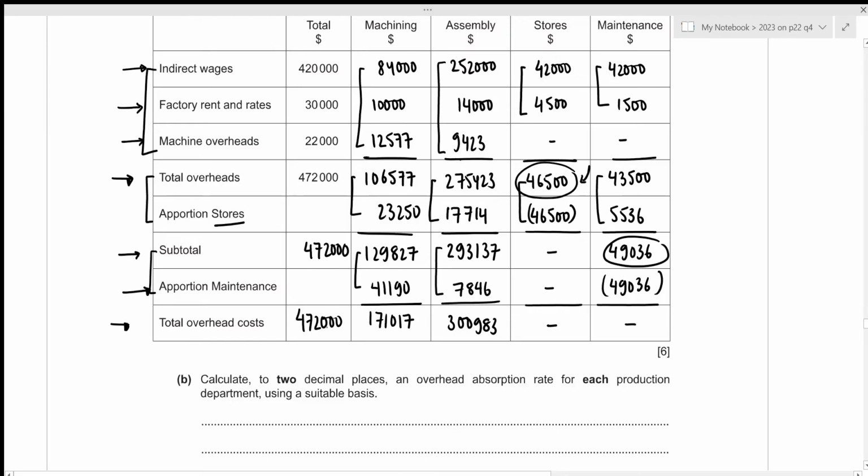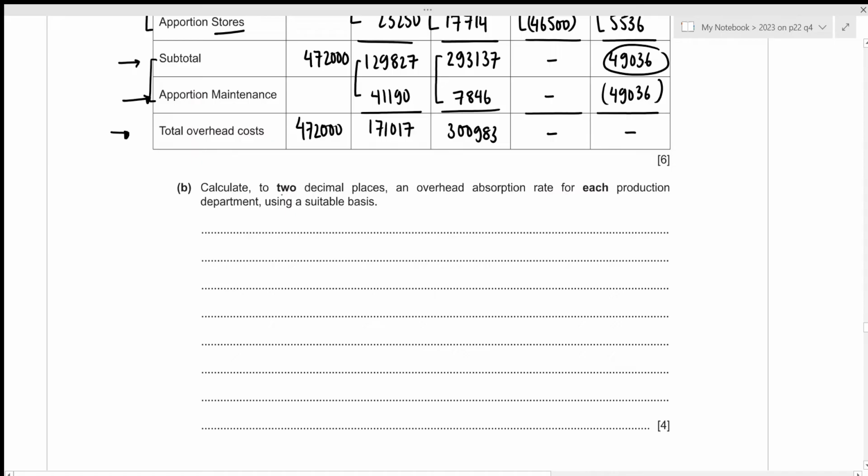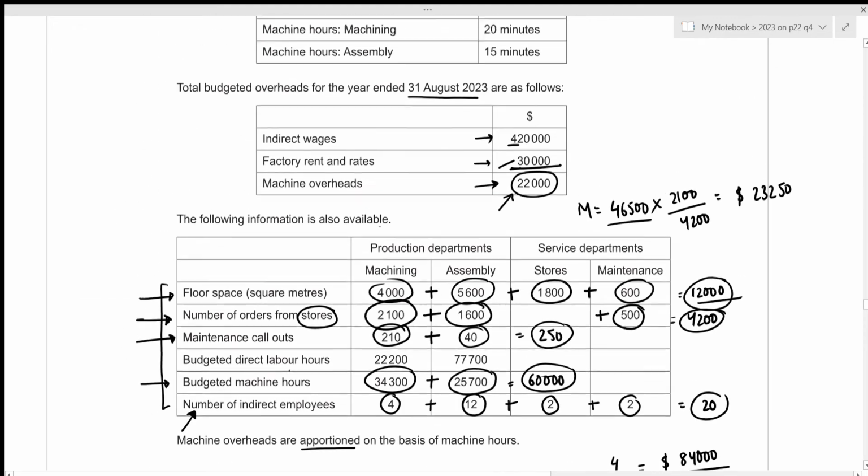That's all for the first part. Let's move towards the second part. We need to calculate to 2 decimal places an overhead absorption rate for each production department using a suitable basis. Okay, we need to figure it out for the machining department. We need to divide the total overhead cost, so that's 171,017, by the higher of our budgeted machine hours and budgeted labor hours. Let's have a look above.